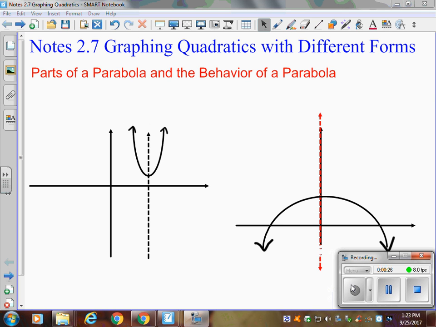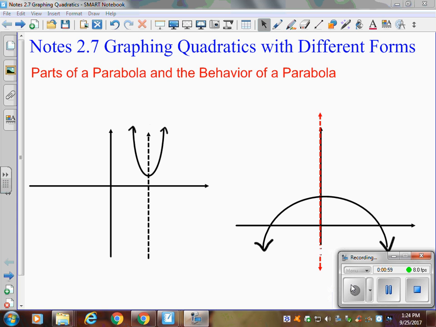And so I've drawn two different ones. We're going to focus on the one that opens up first, because that's typically what a lot more quadratic problems do than open down like our other one. So the parts of a parabola and the behaviors of a parabola relate to which way it opens. So which way it opens is really important to know. But there are some things that don't change if it opens up or down, and there are some things that do change because it opens up or down.